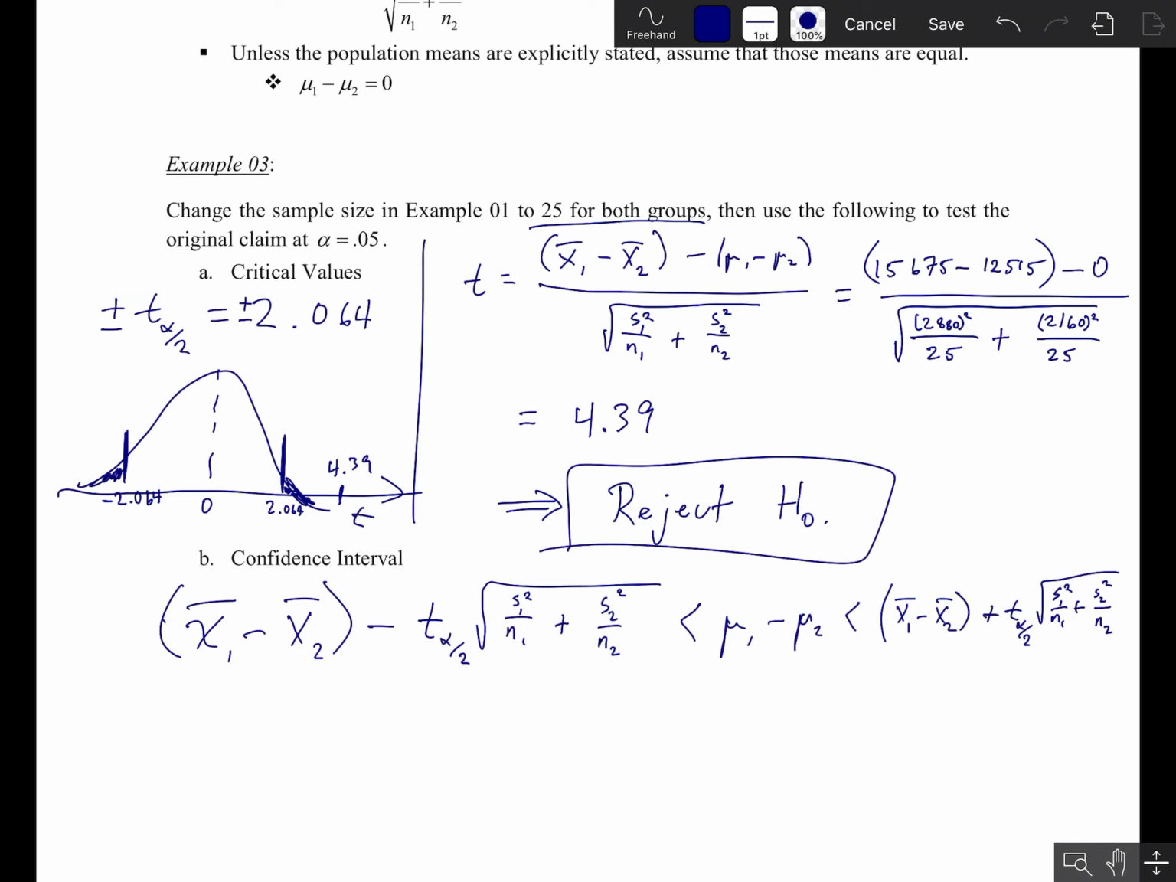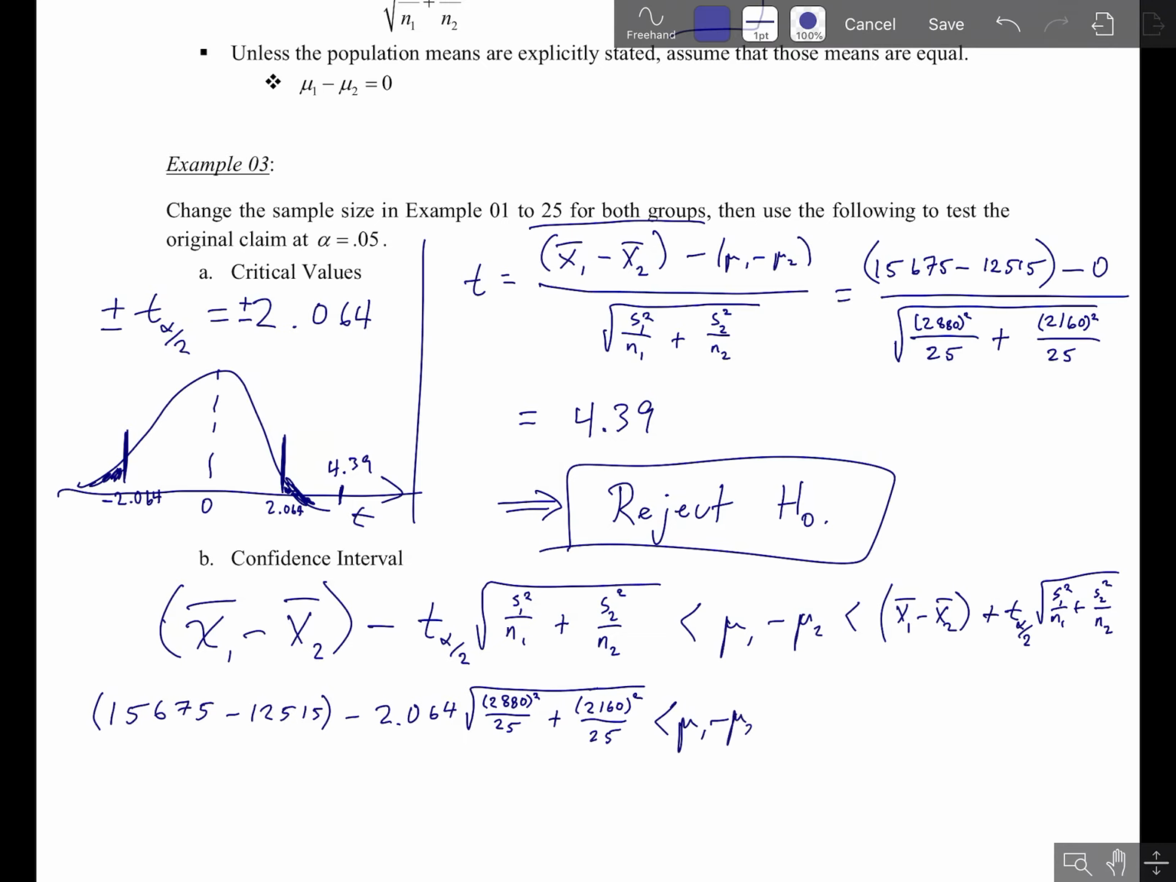And if we plug in everything, then maybe I'll go ahead and do this just so that it's easier for you to plug into your calculator if you want to test it on your own. I was considering just writing what I got as the final answer, but I think it might be helpful for me to just write the full thing. So here we'll have the difference between the sample means minus our critical value, which was 2.064, times the square root of the same expression. So this is 2880 squared divided by 25 plus 2160 squared divided by 25.